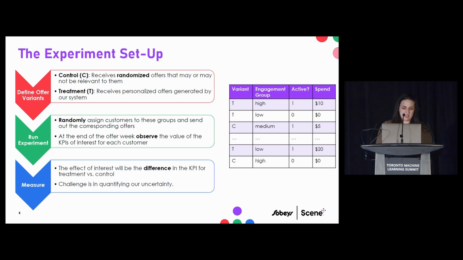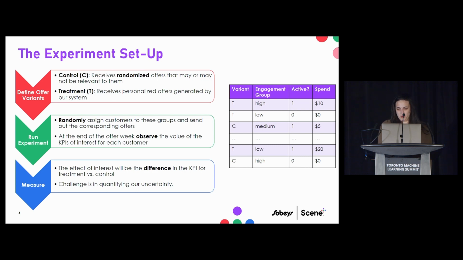And then at the end of the week, we observe the values of the KPIs of interest. So I've just included some examples there. Activation: have they visited the store, made a transaction. Spend: how much they spent in that week with those offers. It doesn't have to be specifically tied to the offer. That's a different metric. And then now that we have the data, we want to use it to measure the effect. So that's that difference in the KPI's value, or the lift, as we can call it.